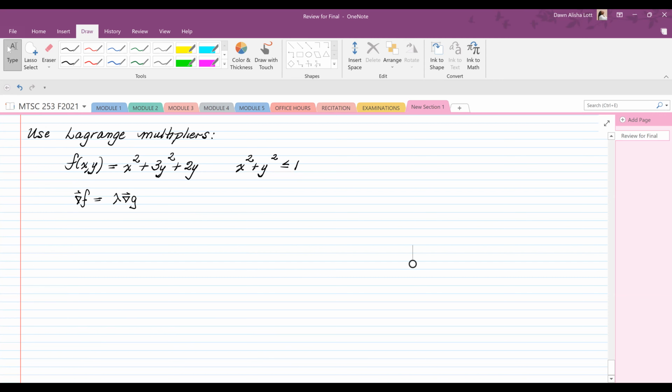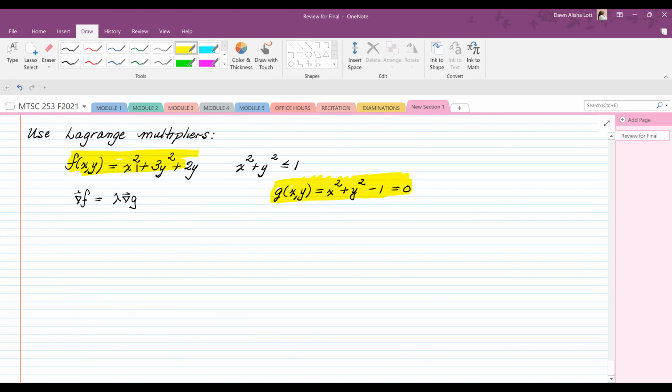So first off, you got to find g. So g of x, y becomes x squared plus y squared minus 1 is equal to 0. Sorry, you got to come up with g. So there's g, and here's f.